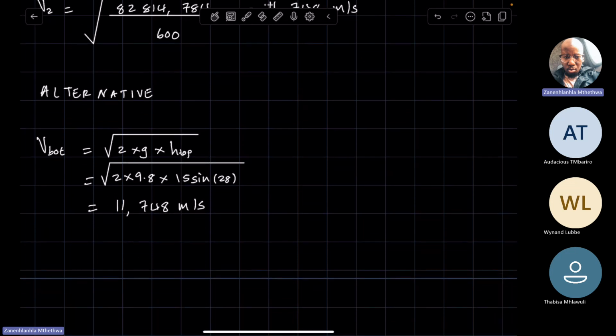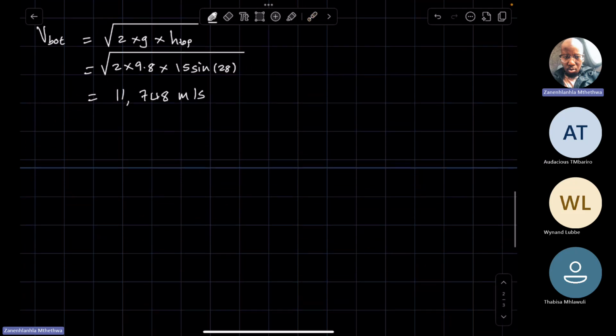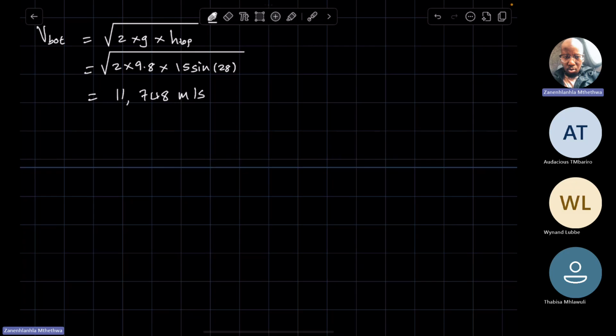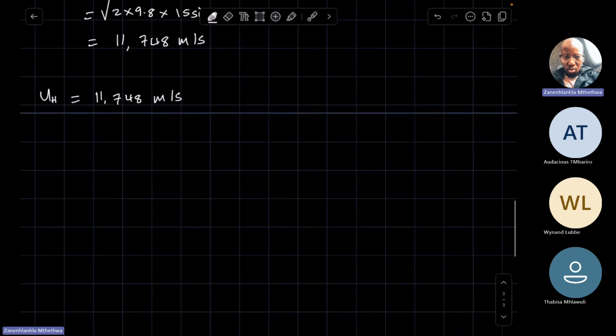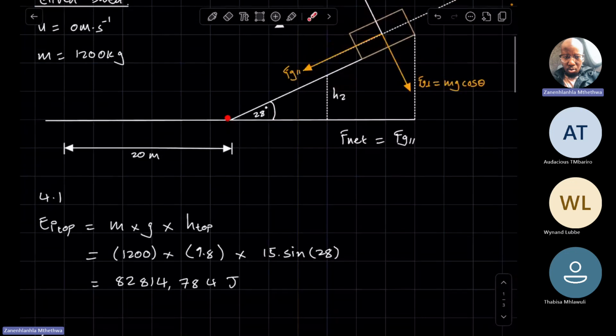Right. So alternatively, you can calculate the velocity at the bottom simply using that. Now, if the velocity at the bottom is equal to this, it means the initial velocity on the horizontal road is equal to 11.784 meters per second. Now we have the initial velocity on the horizontal road, and we also have the final velocity on the horizontal road. We also have s, the distance moved by the car before it comes to a standstill.